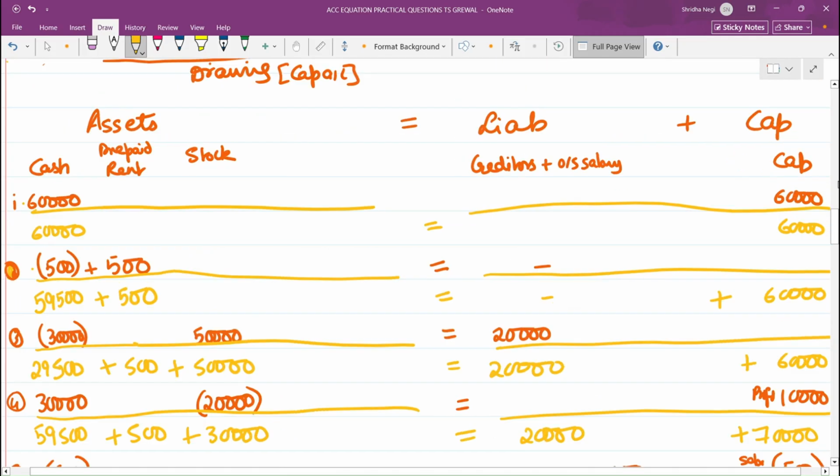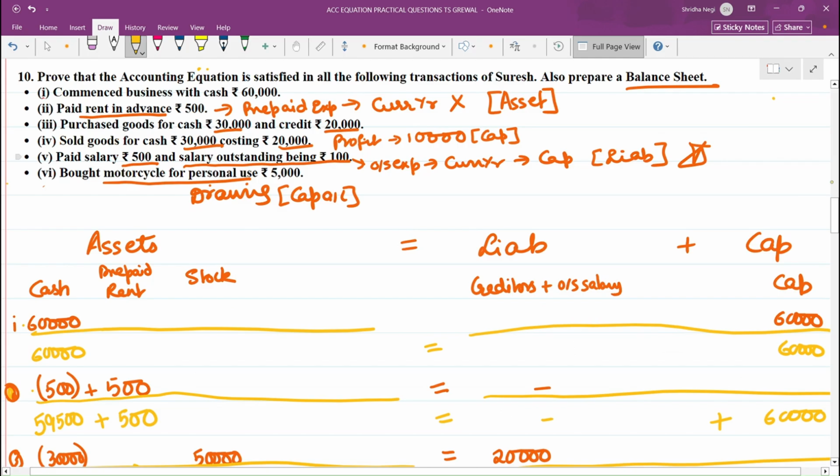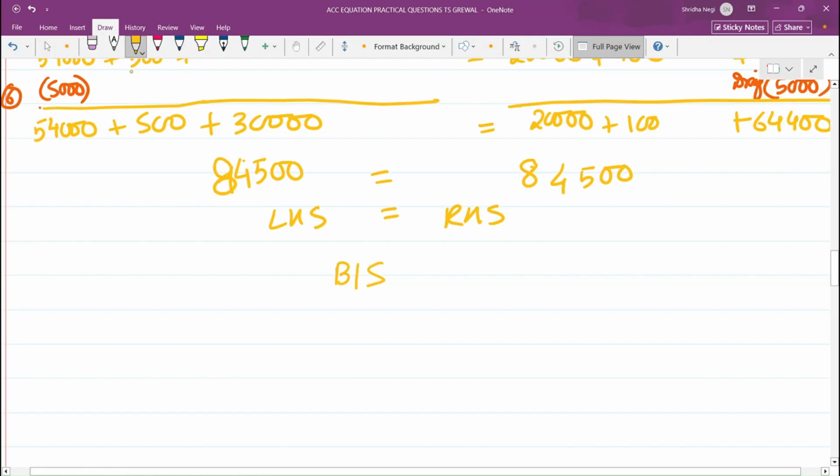So be careful, the fifth transaction is important. Okay, do it carefully. We have to prepare the balance sheet also. So let's prepare the balance sheet. ठीक है, assets side and your liability and capital.